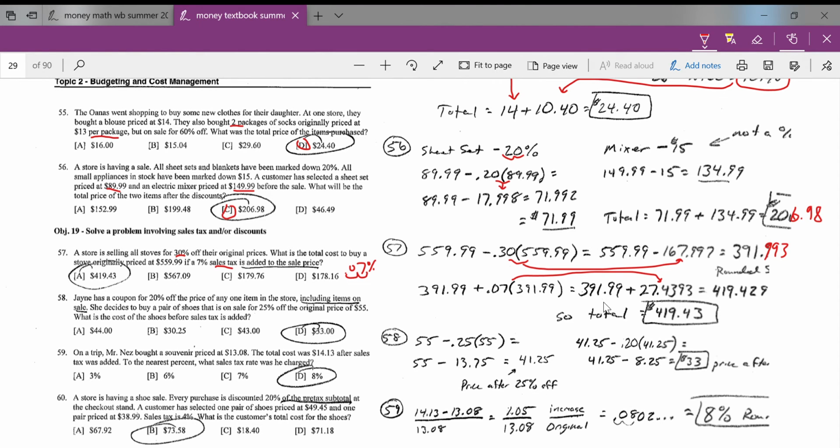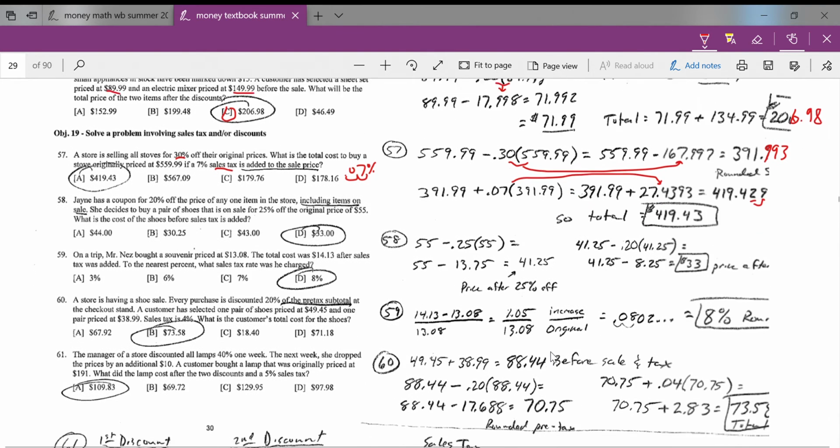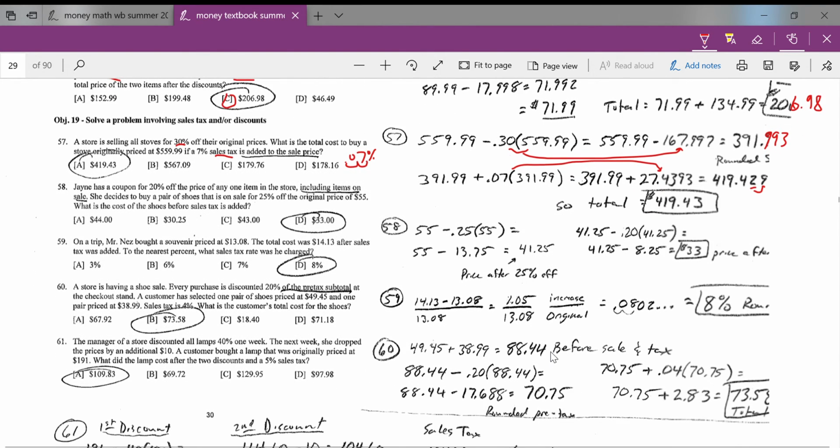So the regular, or the price that we're paying, plus this 27.4393, it's going to give us 419.4293. We're going to round to here, so we have to look at the next number. Because that is between 5 and 9, this bumps up, and we get 419.43. Okay, letter A. Okay, 58.